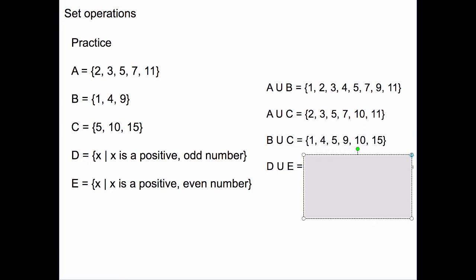B union C is 1, 4, 5, 9, 10, 15, and D union E, well, that's actually just the natural numbers. Now you may have written 1, 2, 3, 4, 5, etc. That would be fine. But it's also important to know that when we combine those two sets, D and E, when we find the union of those, what we have is the natural numbers.